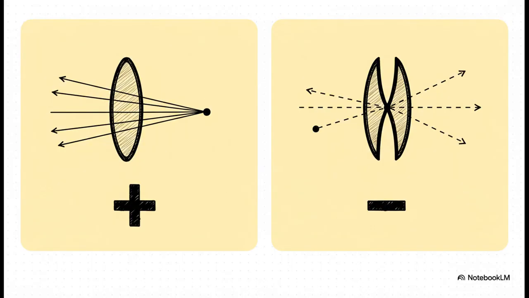So, what about that plus sign we just saw? What does that mean? Well, this is super important. A positive power means you have what's called a converging lens. You can see it on the left. It's convex, thicker in the middle, and it bends light rays inward.